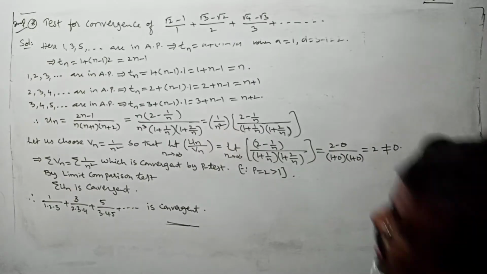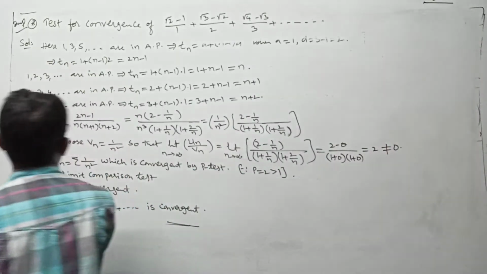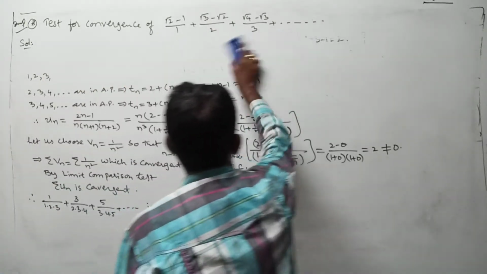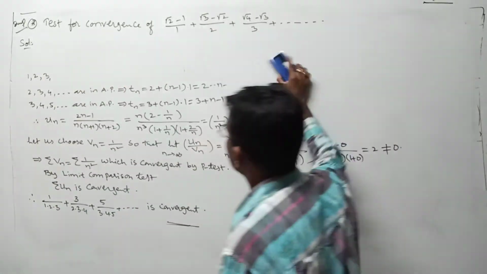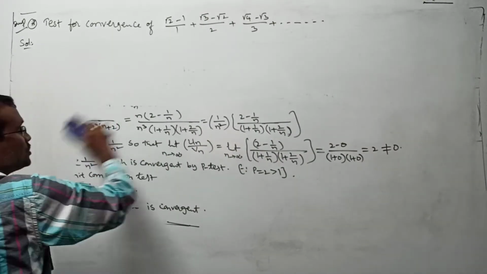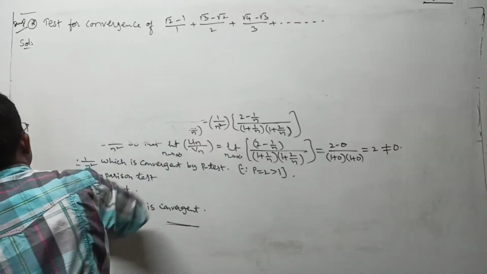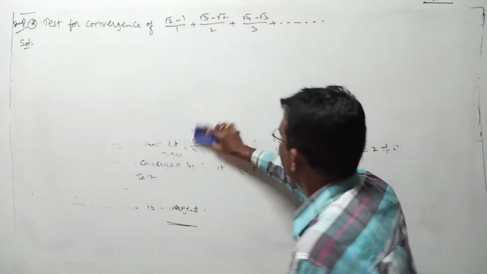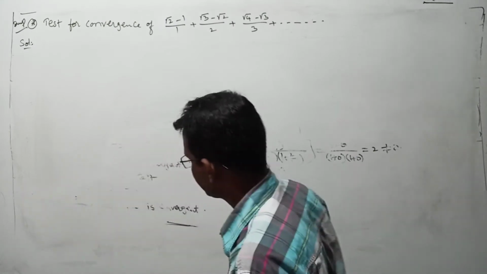Test for convergence of root 2 minus root 1 by 1 plus root 3 minus root 2 by 2 plus root 4 minus root 3 by 3 plus so on. Again in this question, the nth term un is not available. Like the previous one, let us find un. But here I want to explain a small condition. For that cause I selected it.